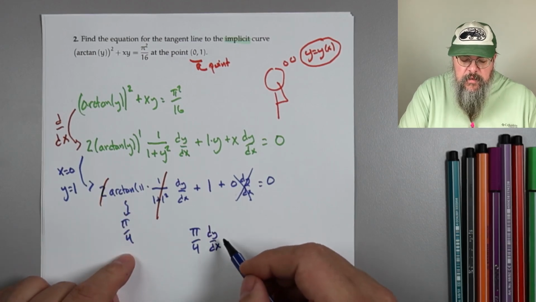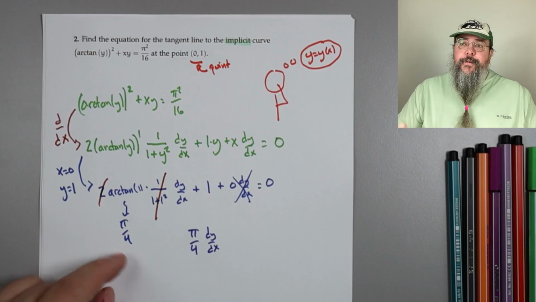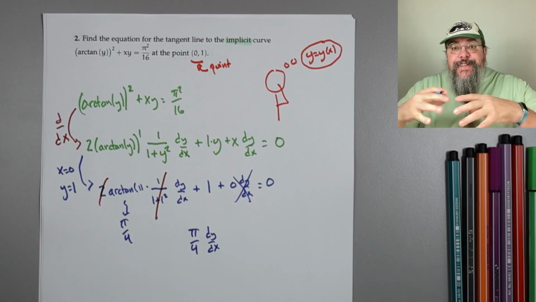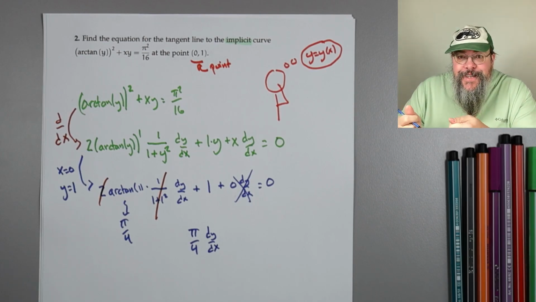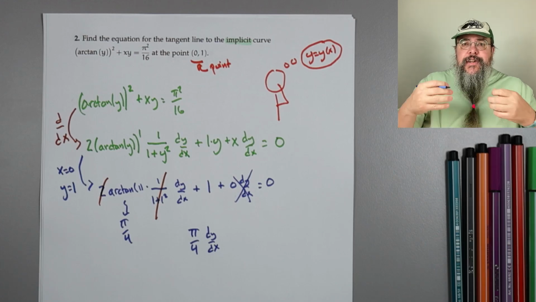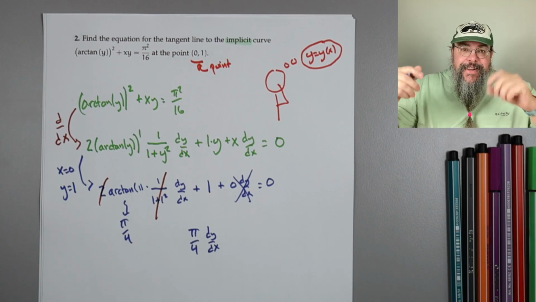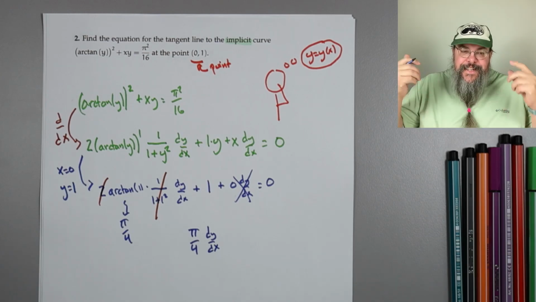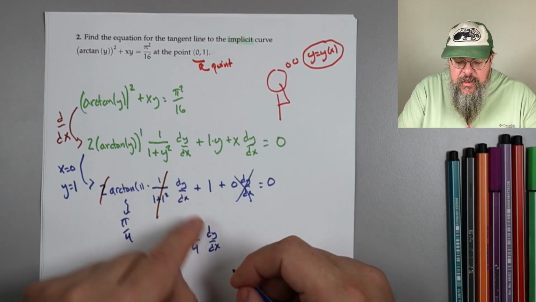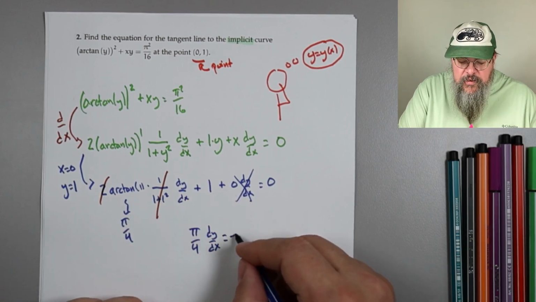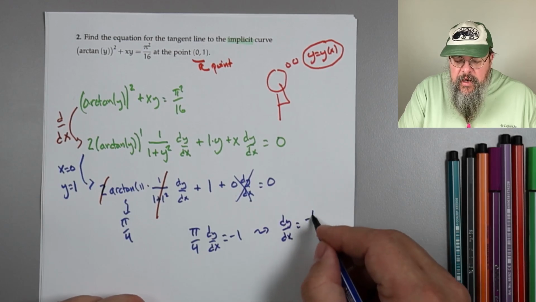And by the way, if you're looking at me and saying, how did you know that arctangent of 1 is pi over 4? Well, think about what arctangent is. It's the inverse tangent. So if I'm asking the arctangent of 1, it's the same question as saying tangent of what angle equals 1. And that's the pi over 4 angle. Okay, so pi over 4 times our slope plus 1 equals 0, so that we can move over the 1. That says our slope, dy/dx, is minus 4 over pi.